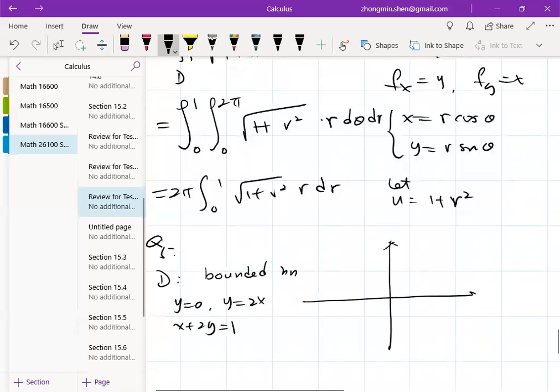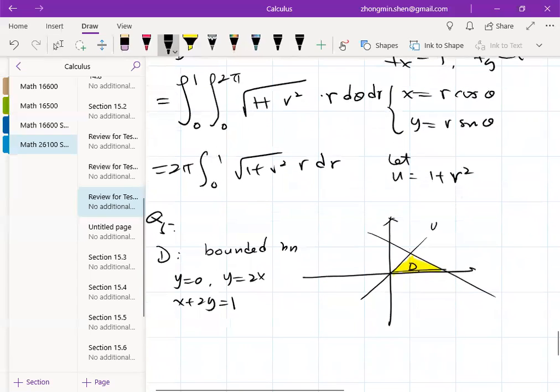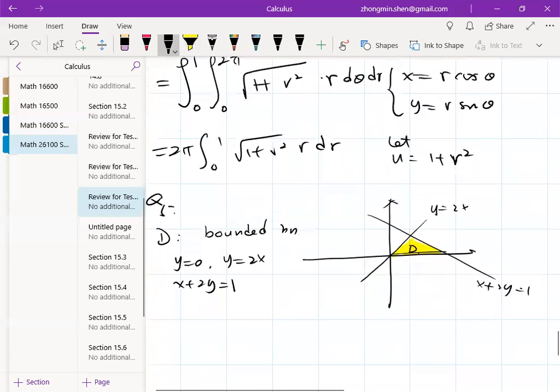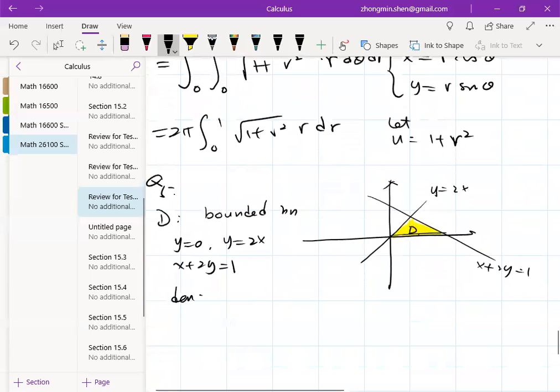X plus 2y equals 1 is going to be the line like this. Y equals 0 is the x-axis. Y equals 2x is like that. So actually, this is going to be the region. Okay, that's going to be the region D, right? Yeah. So this is y equals 2x, and this is x plus 2y equals 1, right? And the density function rho is going to be x.